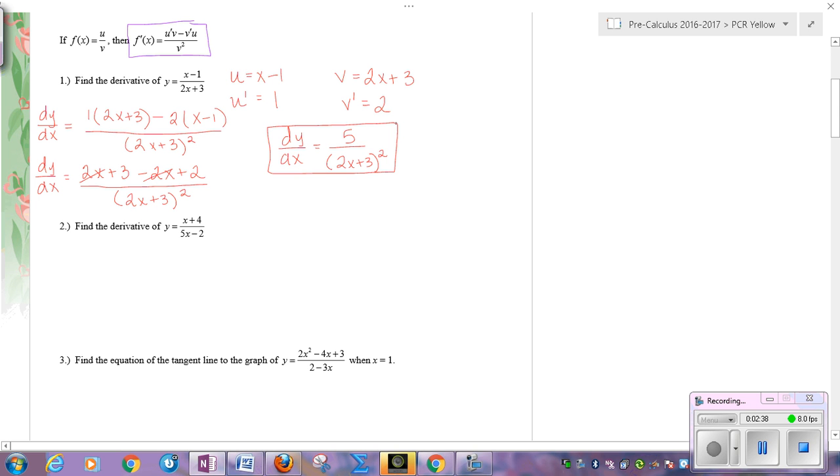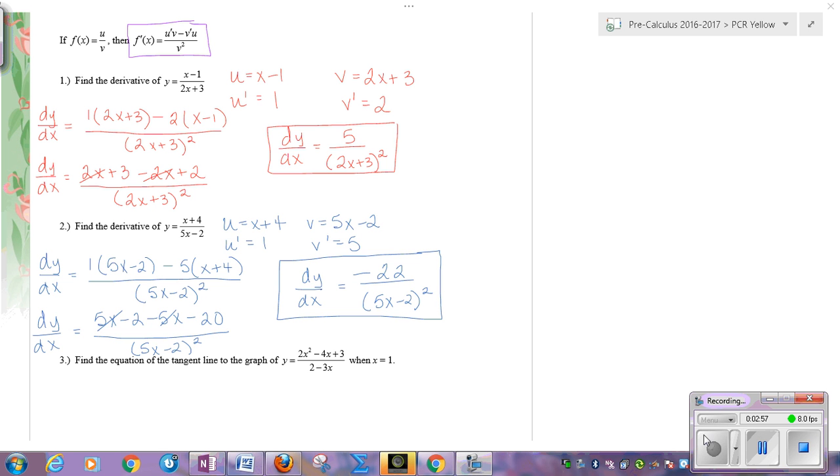Okay, so you're going to try number 2 on your own. You're going to identify u and v and u prime and v prime, substitute them into your formula, and simplify. Okay, so go ahead and pause the video, do number 2, and then replay the video when you're ready. Okay, how'd you do? Did you end up with negative 22 over the quantity 5x minus 2 squared? Okay. All right, so that's your derivative using your quotient rule.